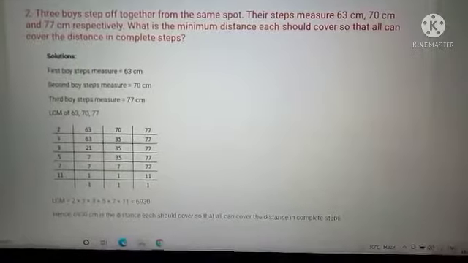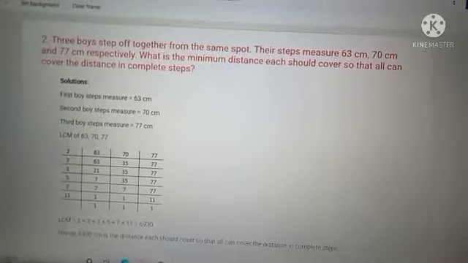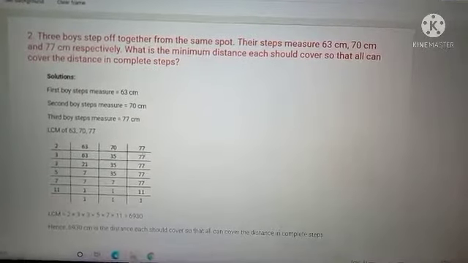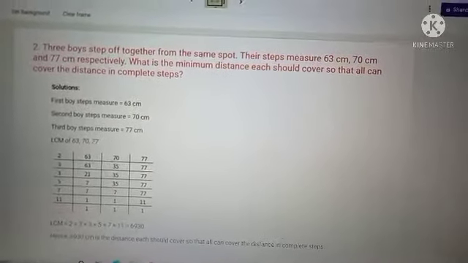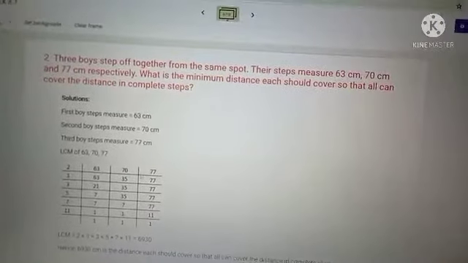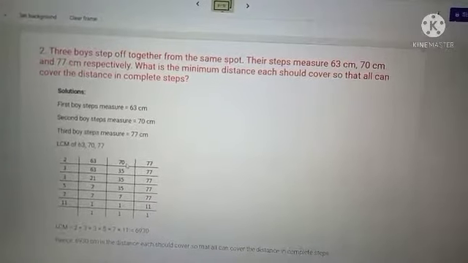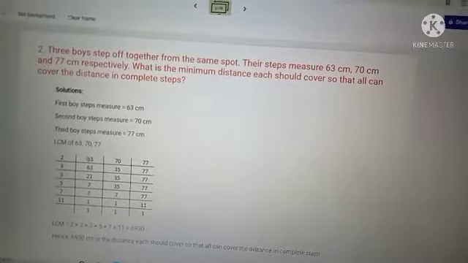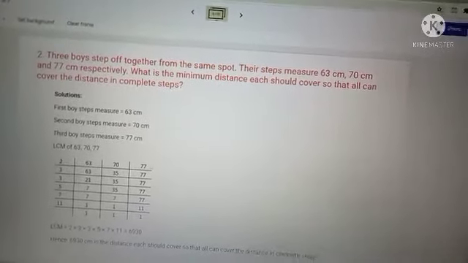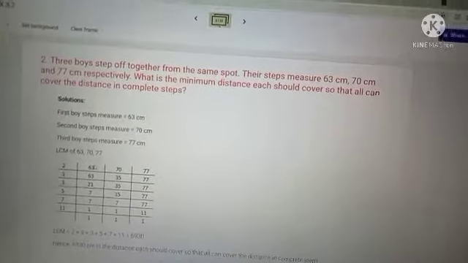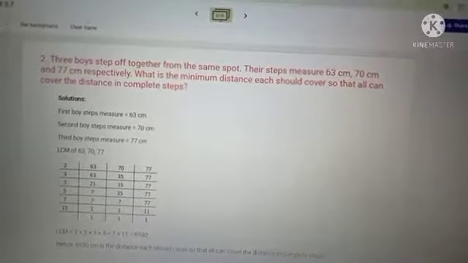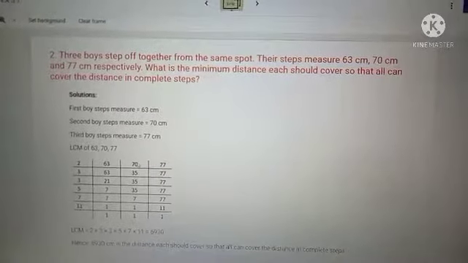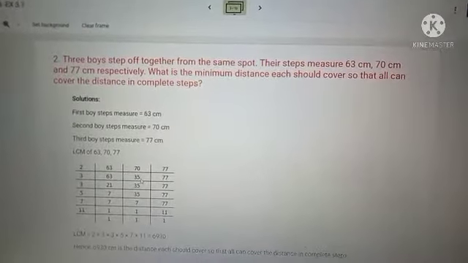So we are going to find the LCM using common division method. So we wrote 63, 70, 77. Next we are going to check whether any number is divisible by 2. Yes, 70 is there. 70 is divisible by 2. So we wrote 2 here. We are going to factorize it with 2. Divide it with 2, but 63 is not divisible by 2. 77 is not divisible by 2. Only 70 is possible. So we are dividing 70 with 2 and we got 35.